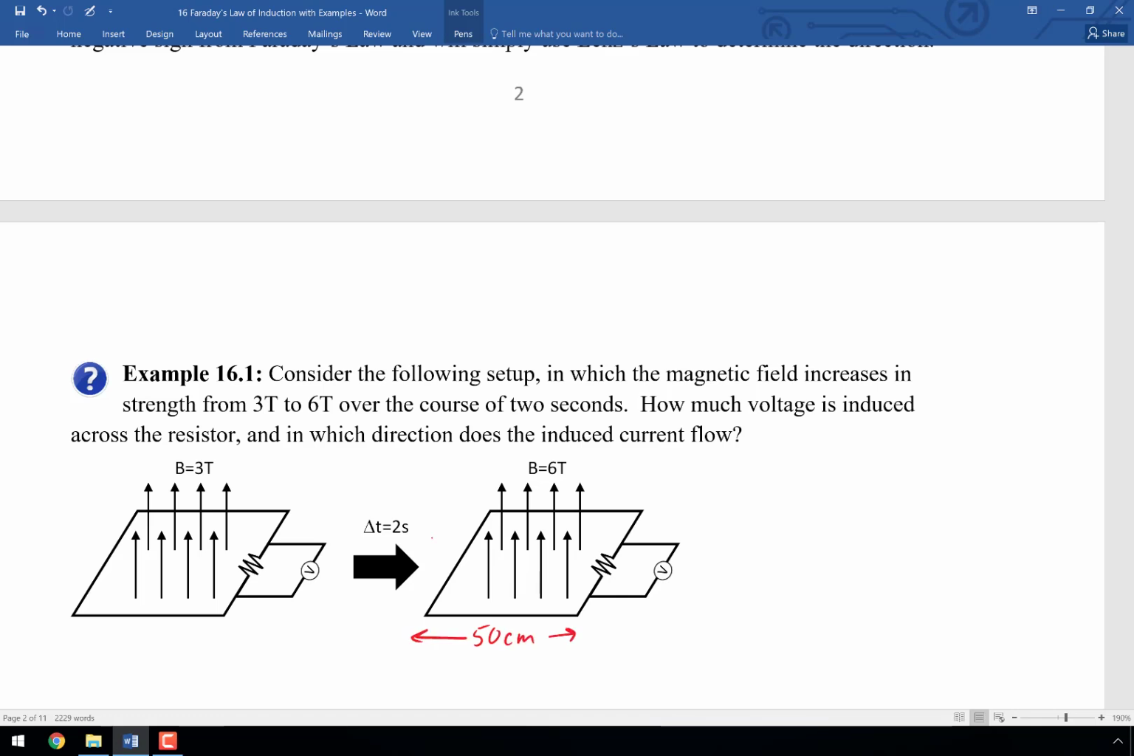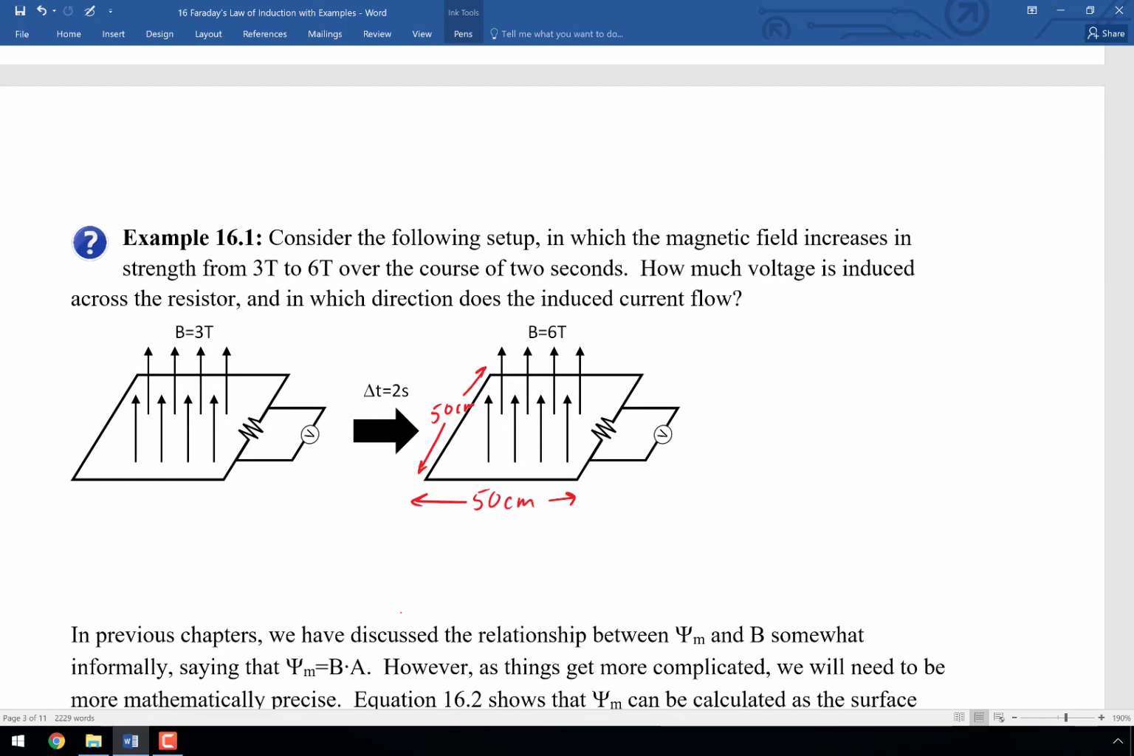And that probably is already written on your notes because I just forgot to put it in mine. And so if each of the sides is 50 centimeters, it's increasing from 3 Tesla to 6 Tesla over the course of 2 seconds, then the question is how much voltage is induced.